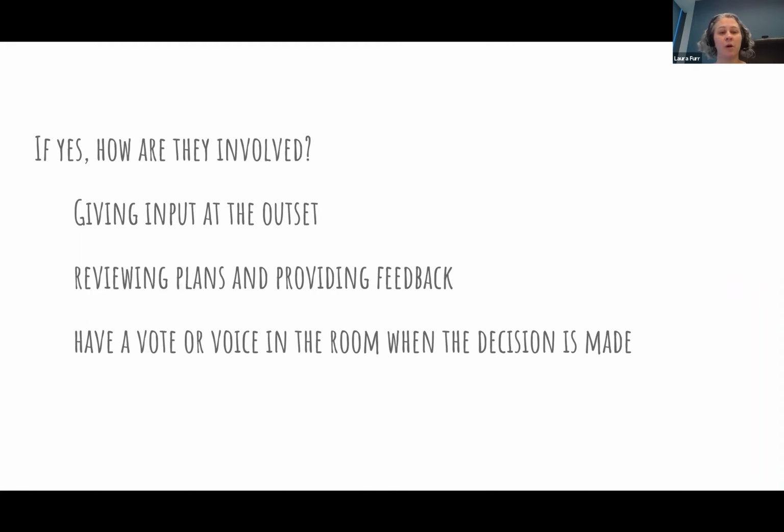If they are involved, how are they involved? Are they giving input at the outset of the decision? Are they reviewing plans and providing feedback? Do they really have a vote or a voice in the room when the decision is made? The ideal here, of course, is that they're doing all 3, and even more, that they're really part of the initial conversation. They have an opportunity to be engaged in the overall nitty-gritty decision-making pieces that we all go through when we're trying to create good policy.